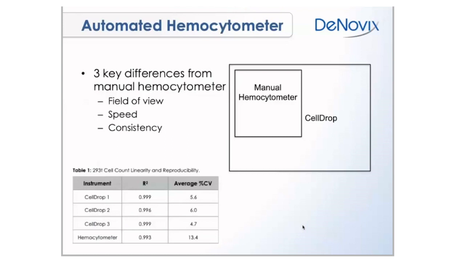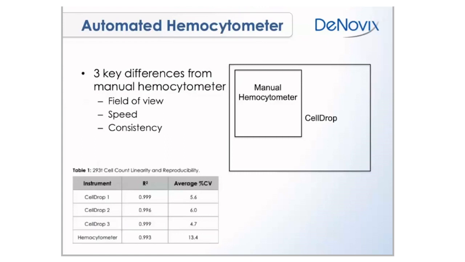One is you have a much larger field of view. In the CellDrop, for example, it's about 3 times bigger than what you would count in a manual hemocytometer. So right away, you get a more representative look at your sample. Also, you can measure your samples much more quickly. Instead of taking a few minutes to click through 200 cells and count them, you can do that in a matter of seconds on an automated hemocytometer.